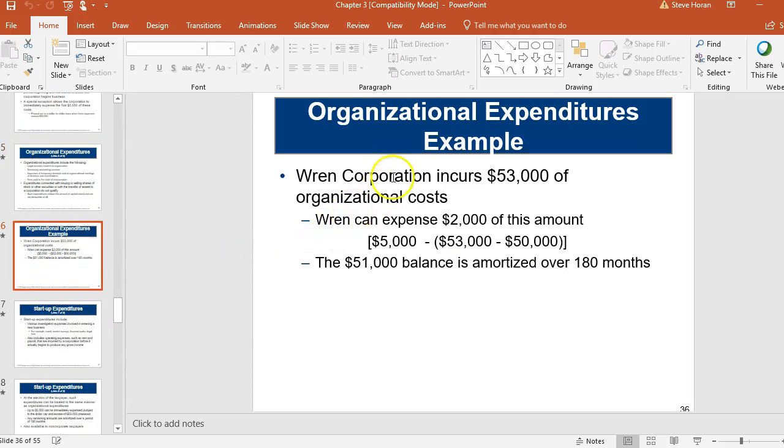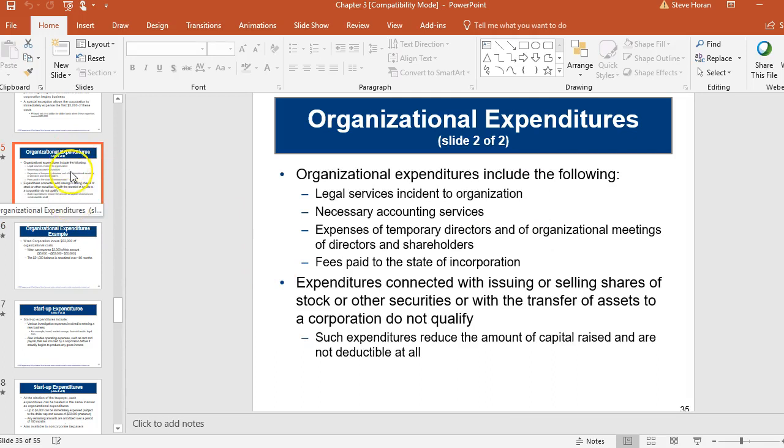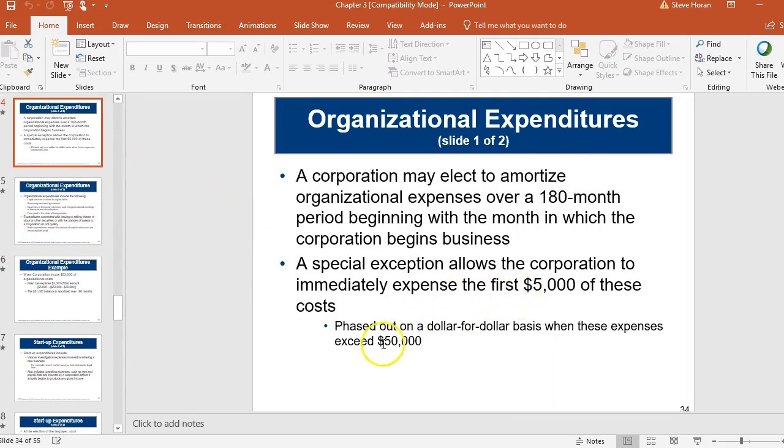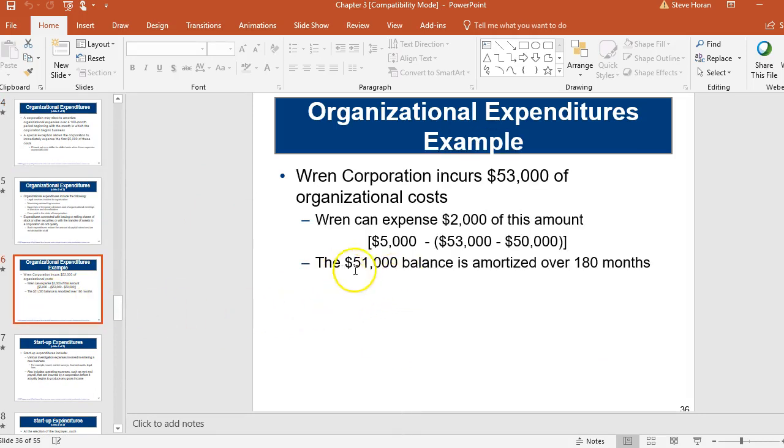And then also an example that Ren Corp incurs $53,000 of organizational costs. Ren can expense $2,000 of that amount. 5,000 minus 53 minus the 50, and the 50 is the exclusion right here, phased out when you have a $50,000 limit, basically. And then that balance is amortized. What's left over, then we amortize over 180.